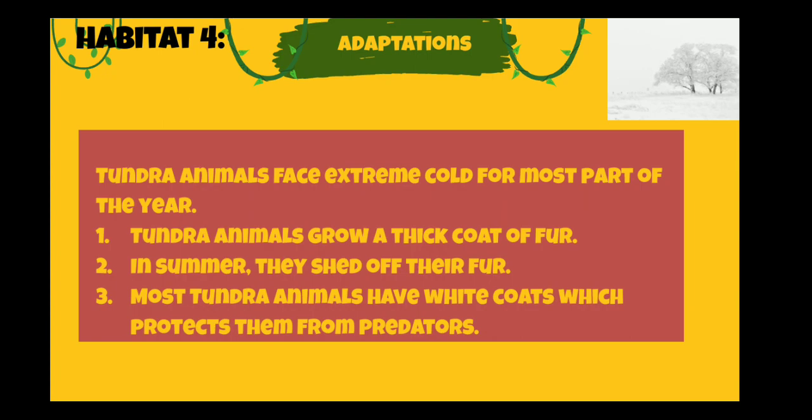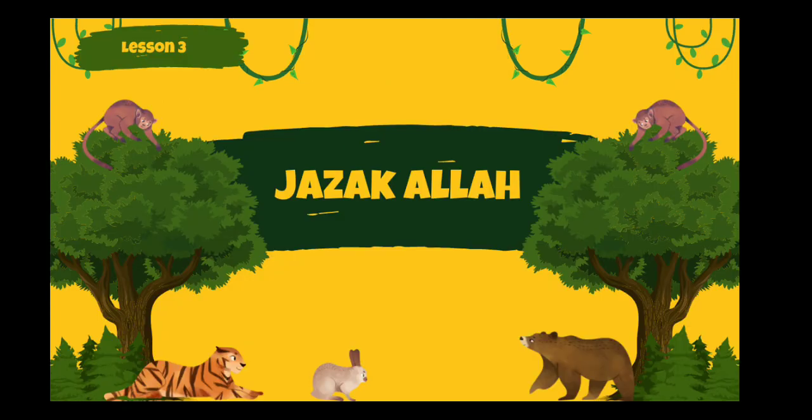Most tundra animals have white coats which protects them from predators, so they can easily hide in the frozen place, that is tundra, the cold desert.